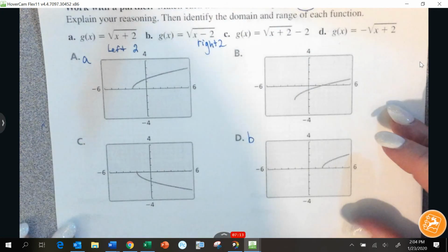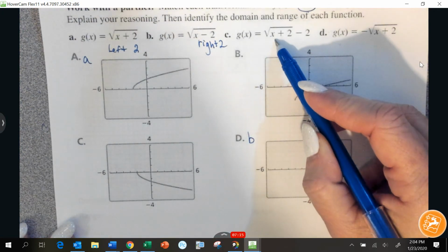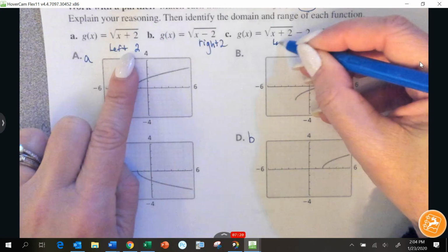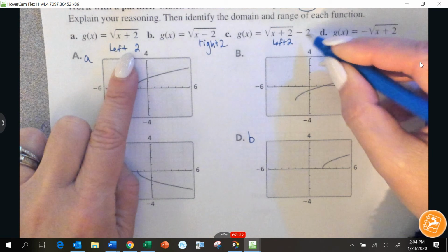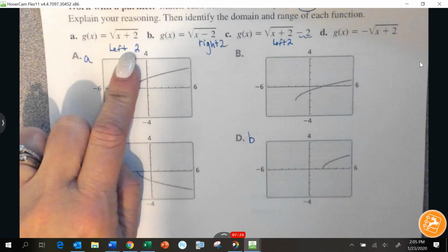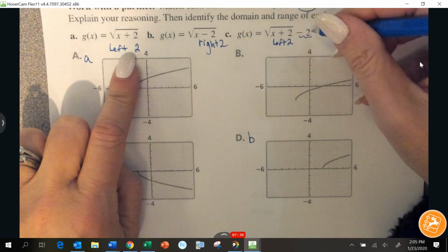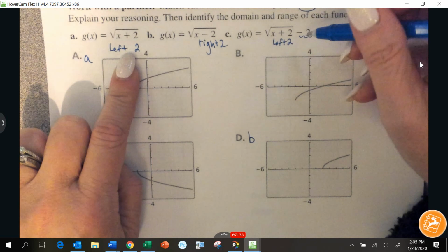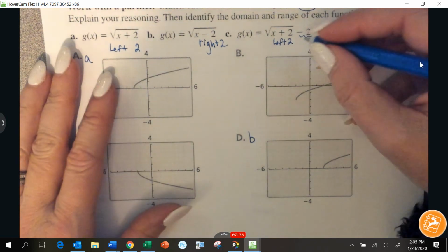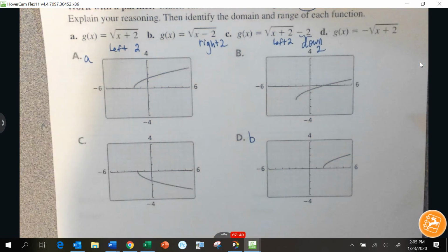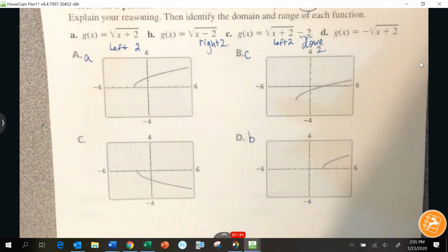Okay, and then we look at little c up here. Little c has a plus 2 underneath, which we've already talked about, left 2. But it also has the minus 2, and that is not underneath. If it's not underneath, what kind of function? Vertical, and yes, it will be down. But vertical, remember, verticals never change. They just go straight up. Subtract 2 vertically, down 2. Okay, so which one is that? Big B. Little c is big B.